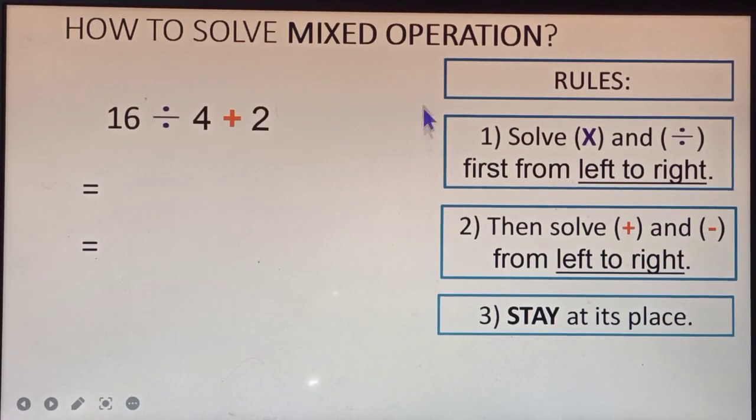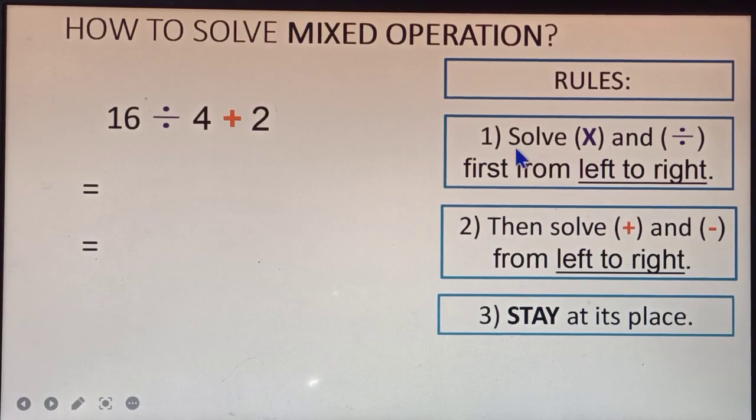Contoh, let's see. This is the first example that we're going to do. 16 divided by 4 plus 2. Okay, if you see here, look at the number sentence. Ada divide and ada addition. Okay. Inilah maksud teacher mix operation. Gabungan 4 operasi, okay, di dalam satu number sentence. Okay. So if you see sini, ada divide and plus. So which one do you solve first? Okay, look at the rules here.